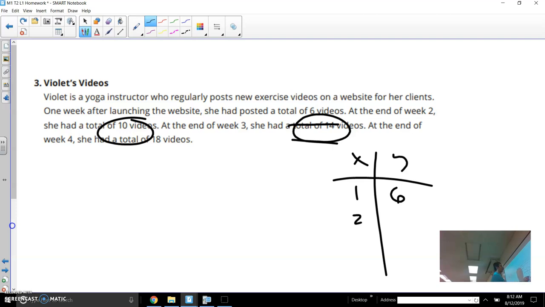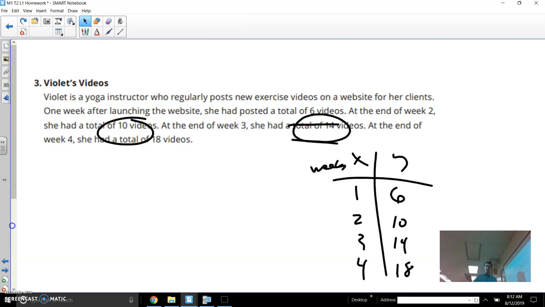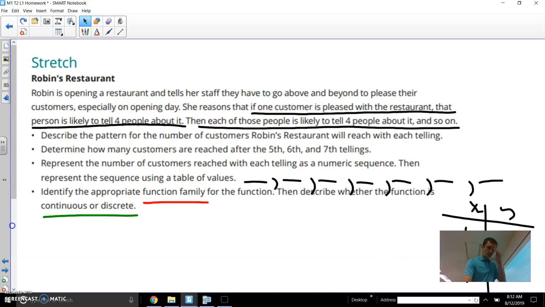So we can kind of break that down into weeks here. First, second, third, fourth, 6, 10, 14, 18. And in terms of completing that sequence, go ahead and tell me what it would be all the way to the 6th week. Okay, so let's stretch it a little bit.